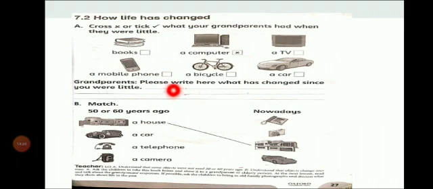My dear students, you can write your answer with numbering, and you can write in the form of a sentence as well. It's your choice, but you have to write the names of a few things which have changed since your grandparents were little. Now you can recall Hiba and Dada's conversation also. What they talked about, what Dada has shown Hiba in the pictures. Then you can write here which things have changed since your grandparents were little.